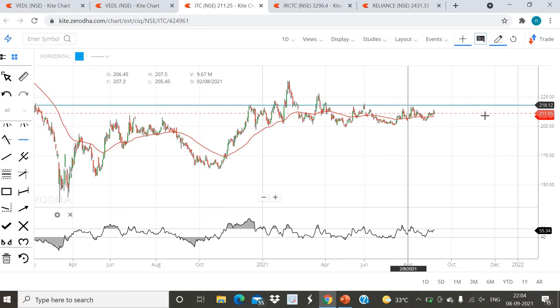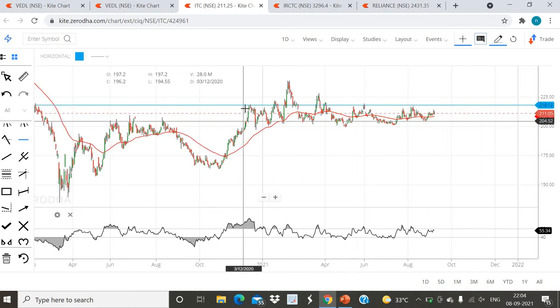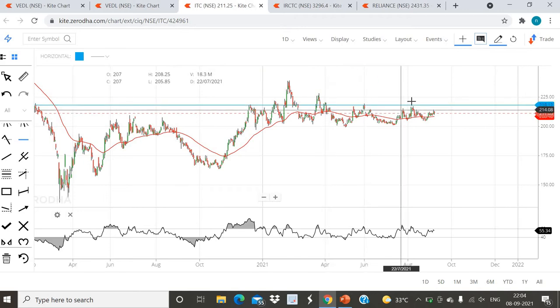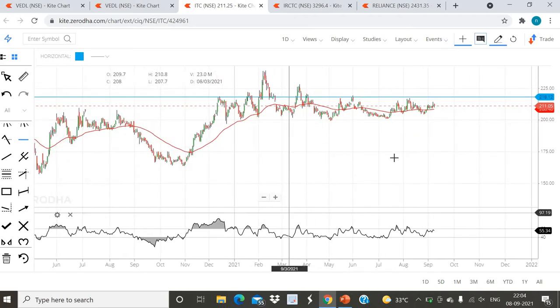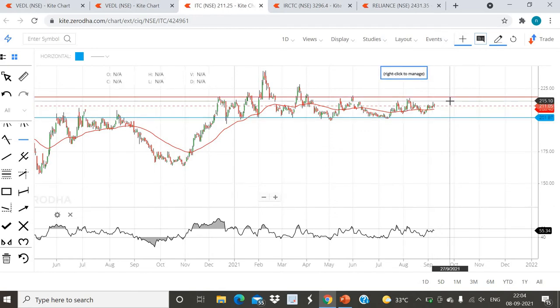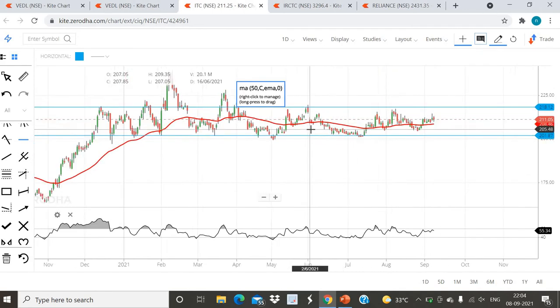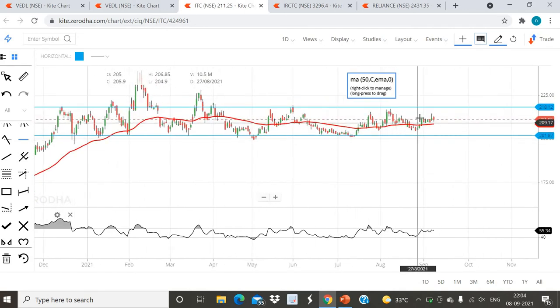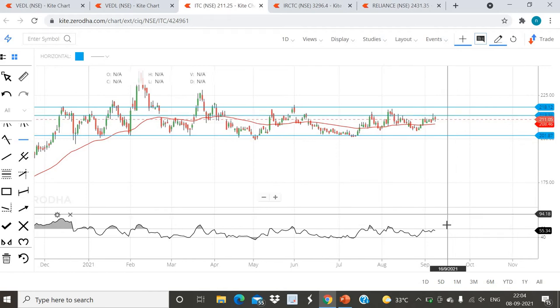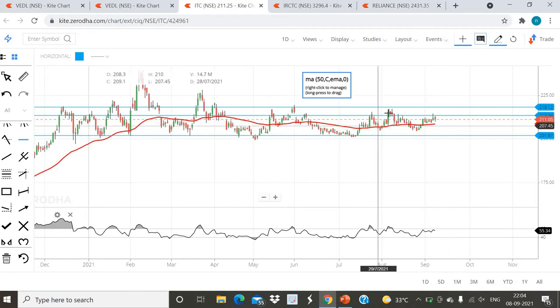So here I could see a level. You can see there is a tough resistance over here, and there is a good support over here, and you can also mark this. Can also mark this level. This level is also a good level.